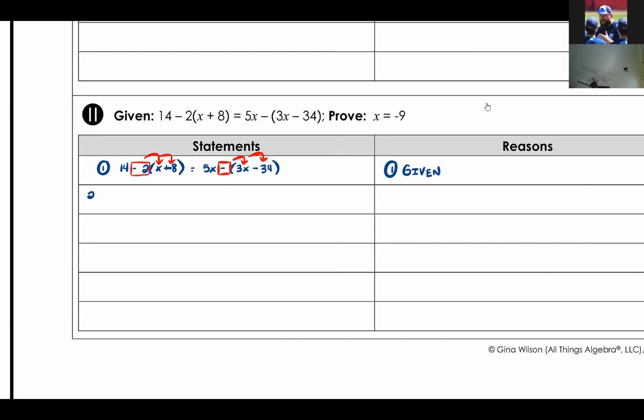So number 2, 14, what do you got? -2x, and then -16 equals 5x minus 3x plus 34. What's our justification? Distributive property.